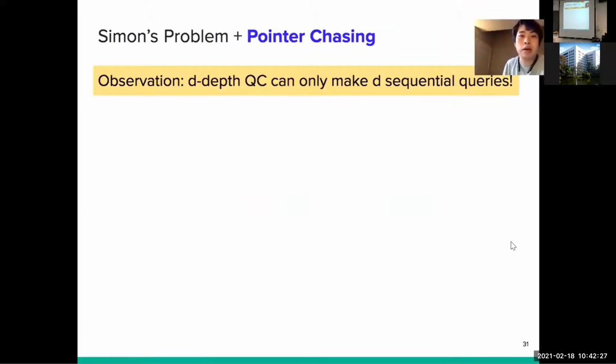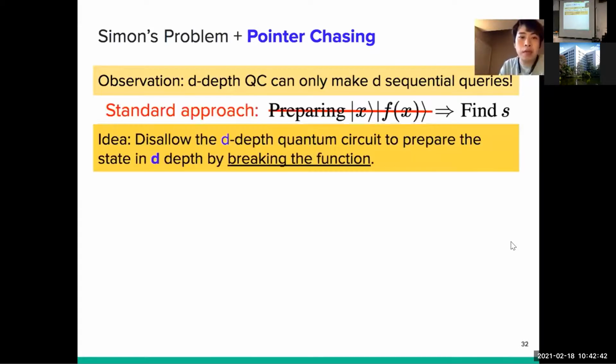So our idea is that, okay, this is not enough, so we try to make it hard. We have an observation that a d-depth quantum computer can only make d sequential queries. We have mentioned this a few slides ago. And then we try to falsify the standard approach. We call this idea pointer tracing. The idea is that we try to disallow the d-depth quantum computer to prepare the state in d depth by breaking the function.